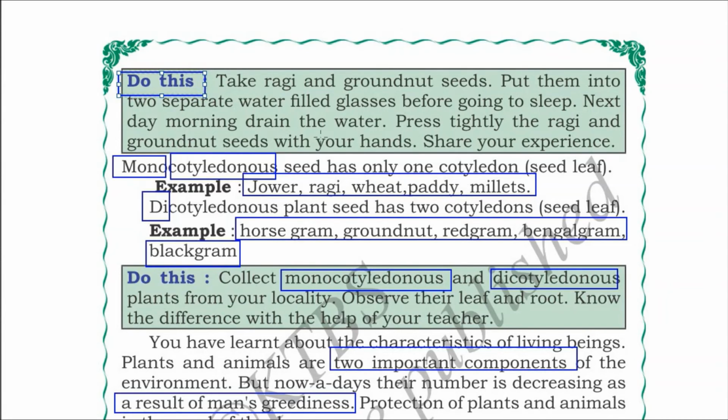Next day morning, drain the water. Press tightly the ragi and groundnut seed with your hands. Share your experience. When we do this, we will observe that while the groundnut seed splits cleanly into two halves, the ragi seed just breaks into pieces. Let me show you a picture.